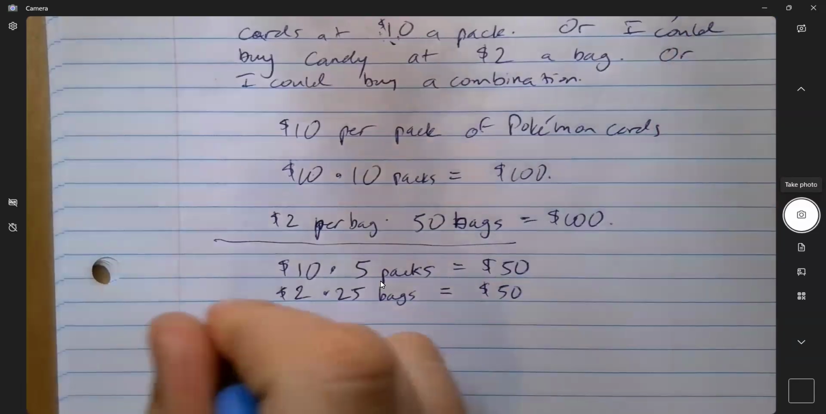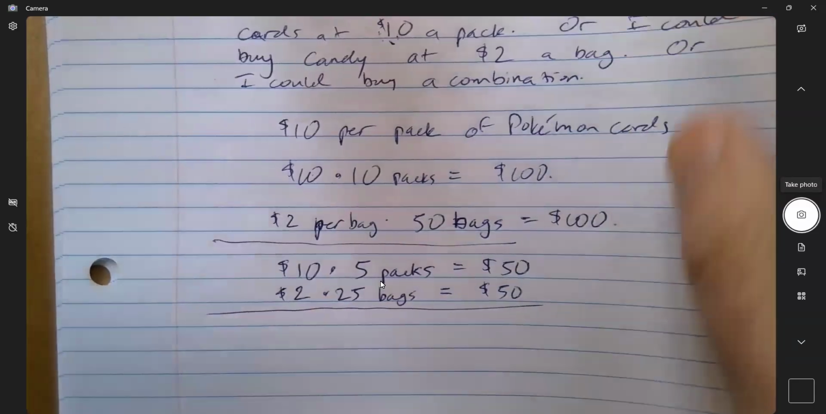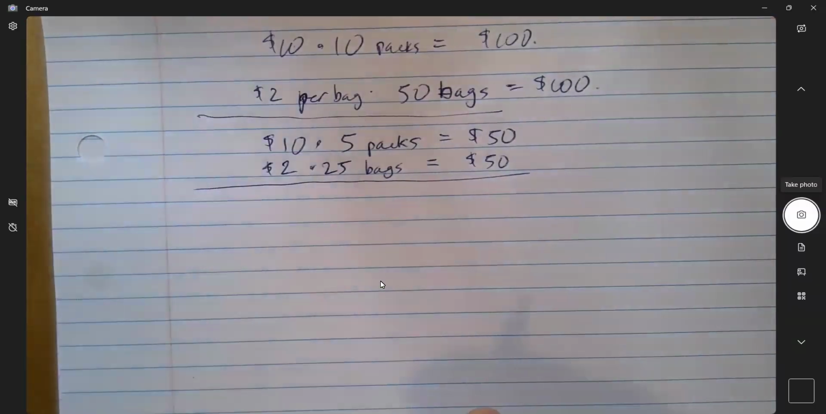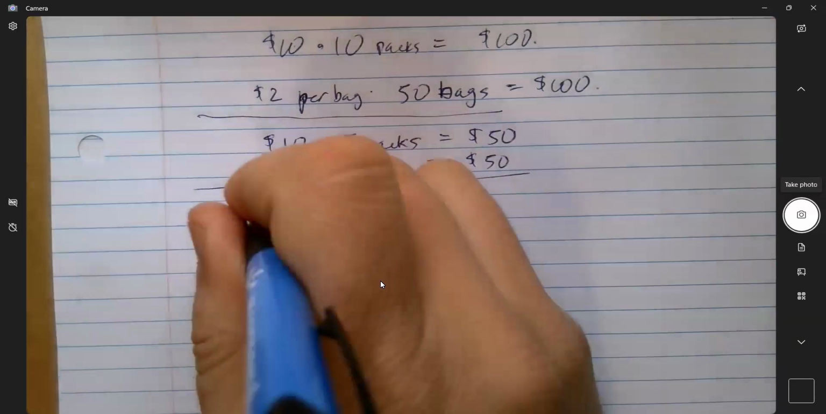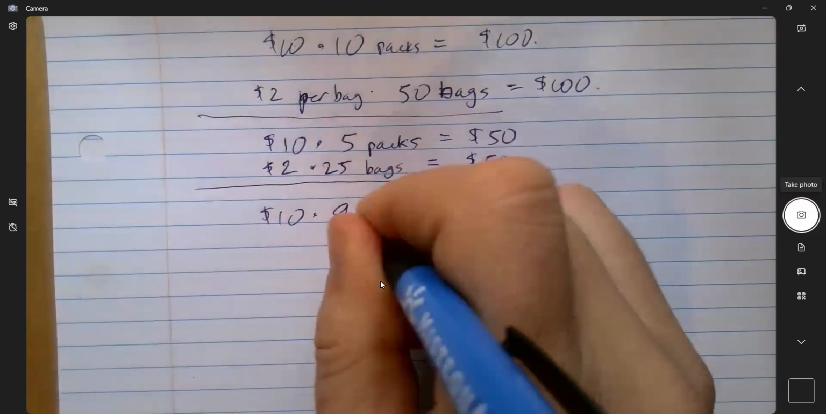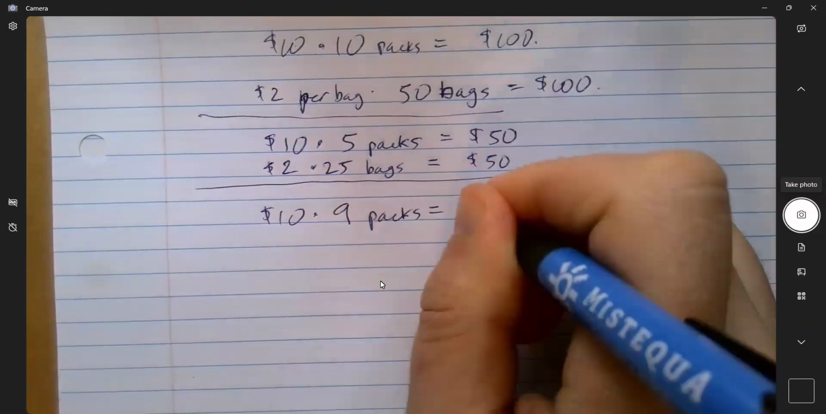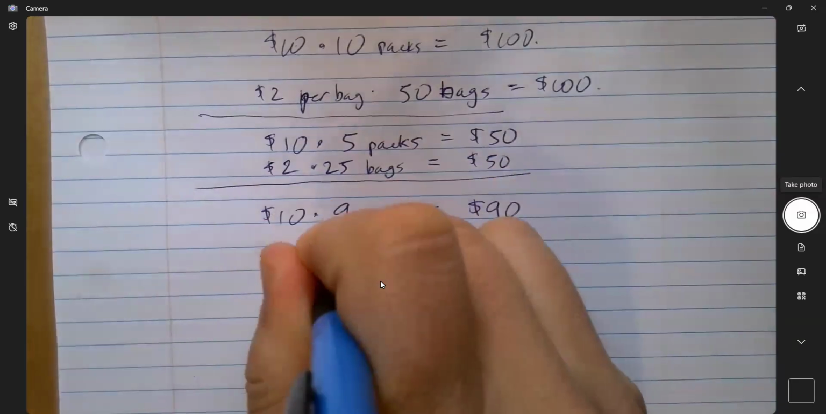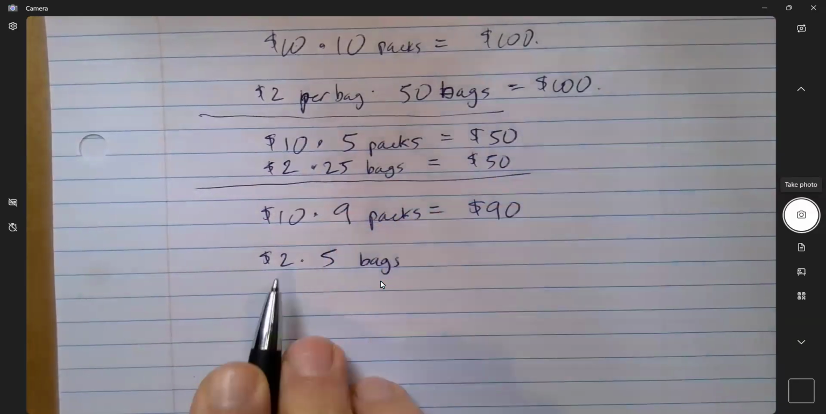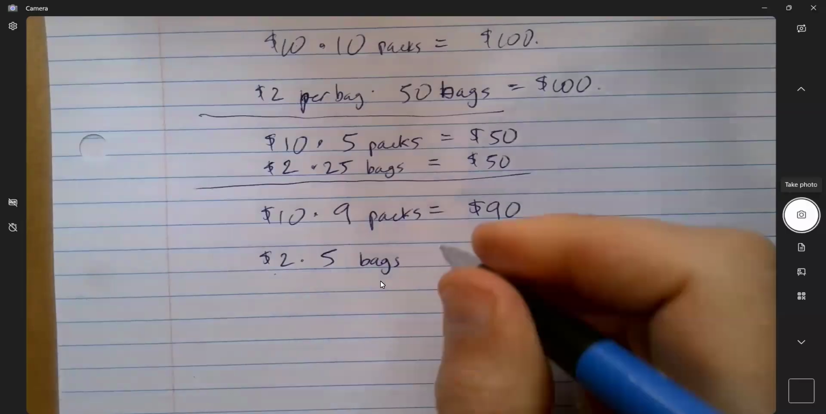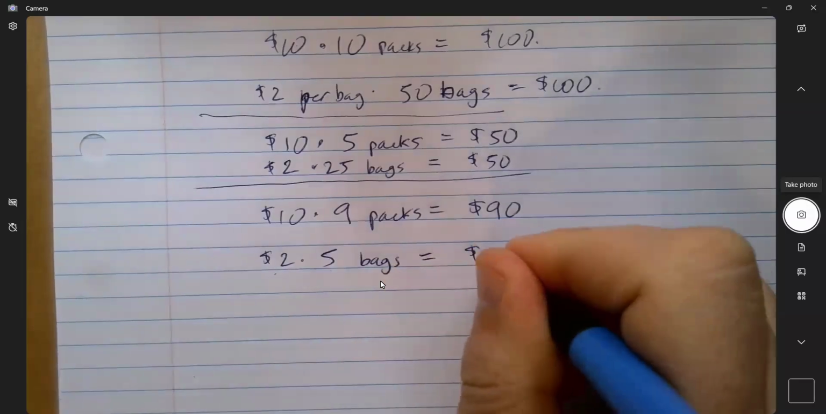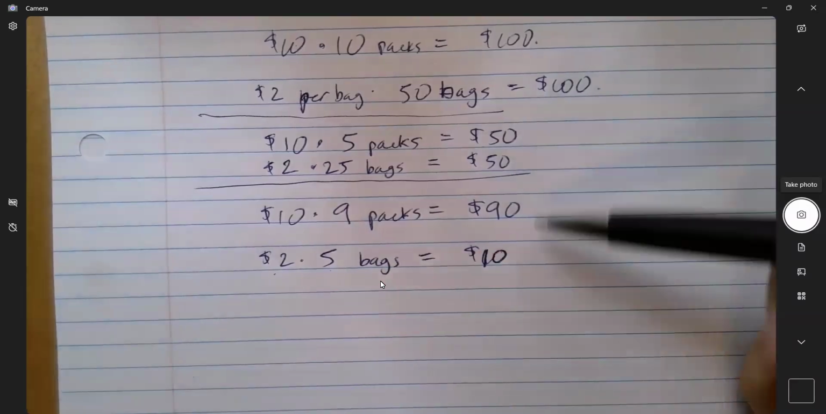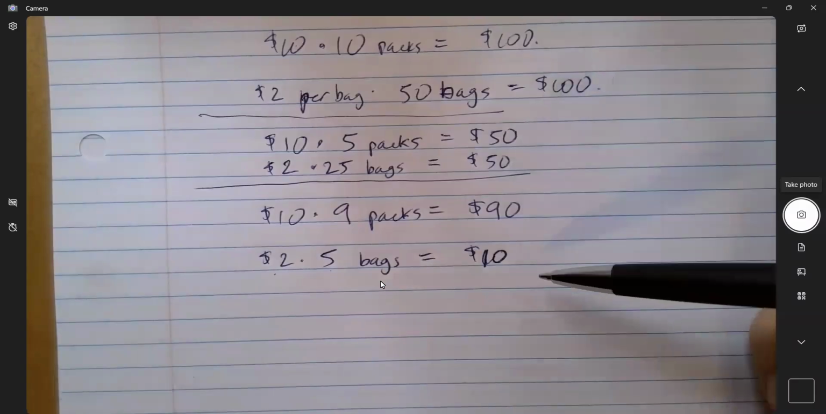But I have another option. Maybe I really like those Pokemon cards, but I want just a little bit of candy. So I'm going to buy 9 packs of Pokemon cards. That takes me to $90, but that leaves me $10 for candy. So since it's $2 a bag, I can buy five bags, and I still get to $100 total. And I can do all sorts of different combinations.